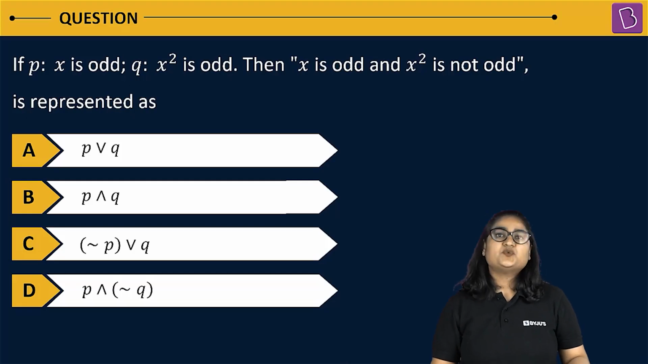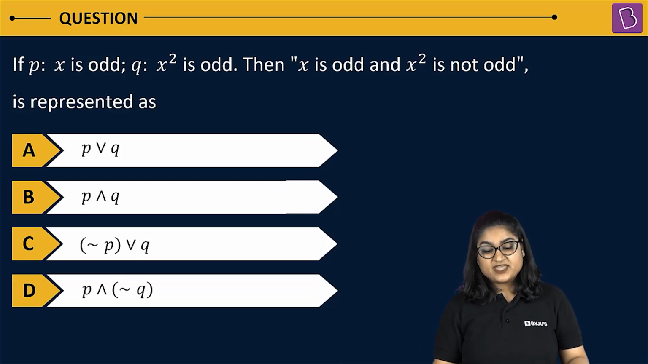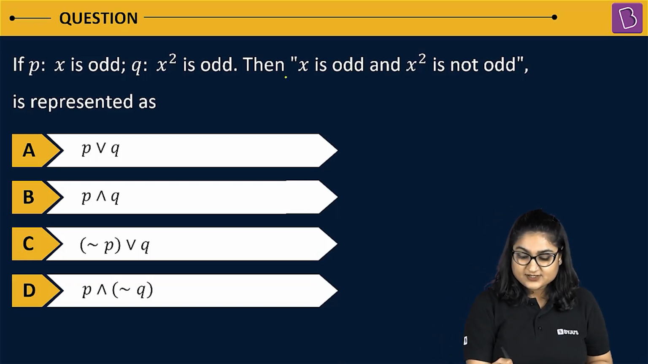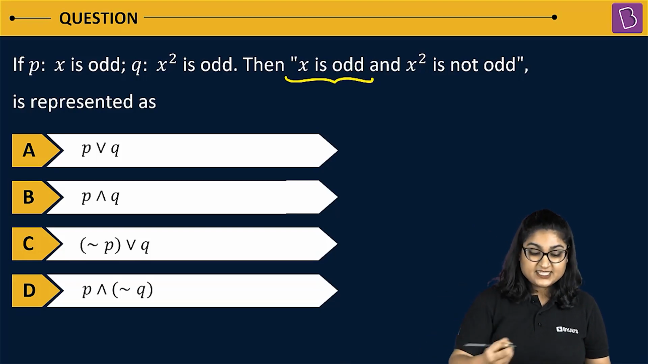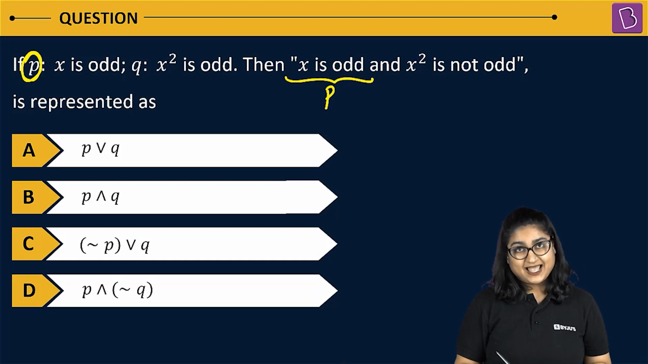So in this question, we have been given two statements, P and Q. Statement P states that x is odd. Statement Q states that x square is odd. Then we have to find out how we can represent x is odd and x square is not odd. Okay, so x is odd. We are taking the statement P as it is. So we'll write P as it is.